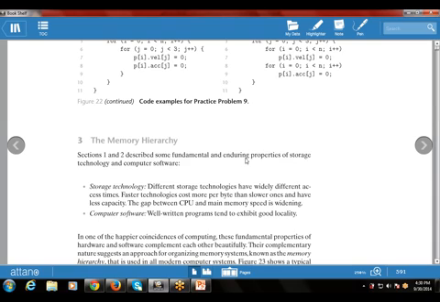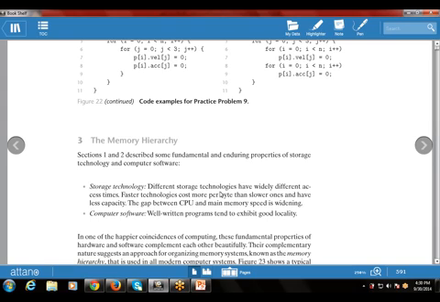Sections 1 and 2 describe some fundamental and enduring properties of storage technology and computer software. That is, the first topic is storage technology and another topic is computer software. We have studied these two topics. Storage technology means different technologies are used for storing the data.